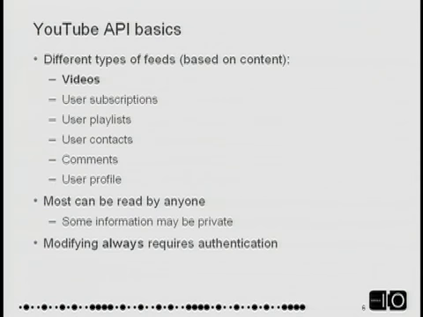We also expose the user's contacts. So these are their friends, their address book that they've built up on the site, and a contact is a different type of entry. As well as comments, which are just simple text comments. And finally, user profile data. User profile is a little bit unusual in that it's not actually a feed. There's only one entry there, so we just return a single entry.